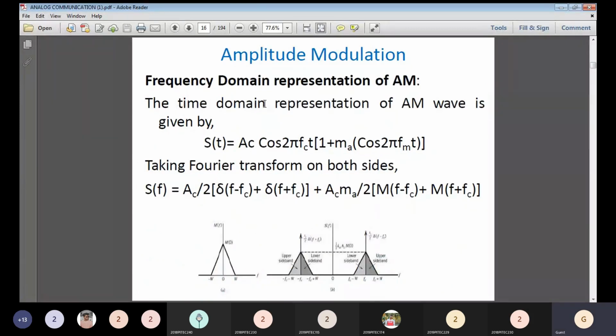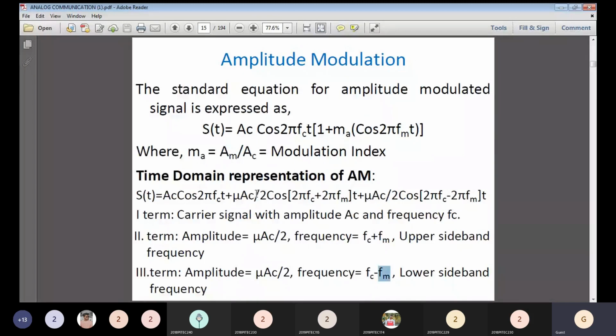Next one is the frequency domain representation. In the frequency domain representation, we have three frequency components. From the previous equation itself, we can understand this. One frequency component is Fc, and another frequency is Fc plus Fm.